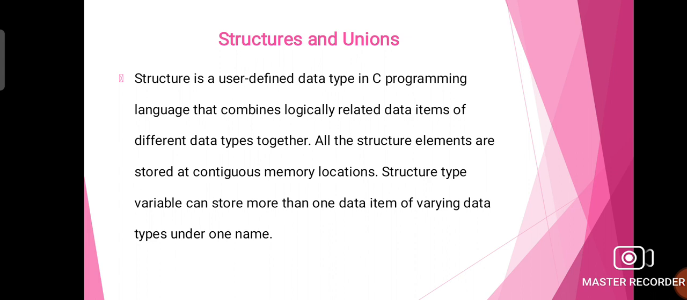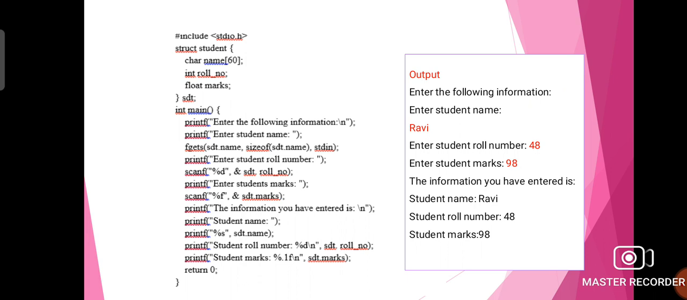And structures and unions. A structure is a user-defined data type in C programming, which is also a collection data type. The advantage of a structure is we can store data items of different data types under a single name. So if you want to do an operation with some entity, the related data items corresponding to the entity can be stored under a structure. The structure elements are stored in contiguous memory allocations.